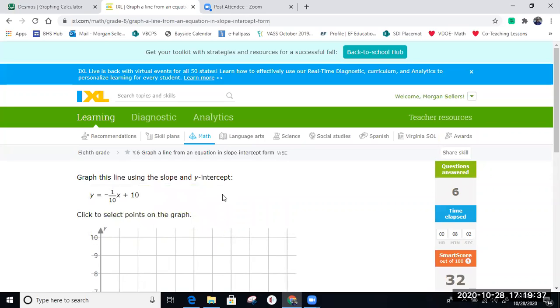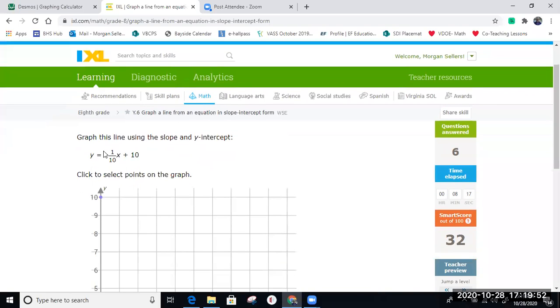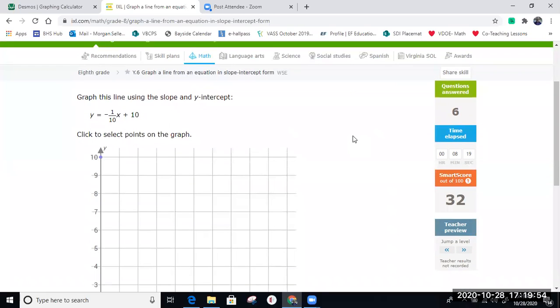Oh, here's a negative. Perfect. There's a negative. Okay, so this is going to be a negative slope. So again, we identify our y-intercept of 10. So I'm going to start here. Now I have a negative slope, so I go down 1. I'm still going to go right 10. So I go down 1 and then right 1, 2, 3, 4, 5, 6, 7, 8, 9, 10.